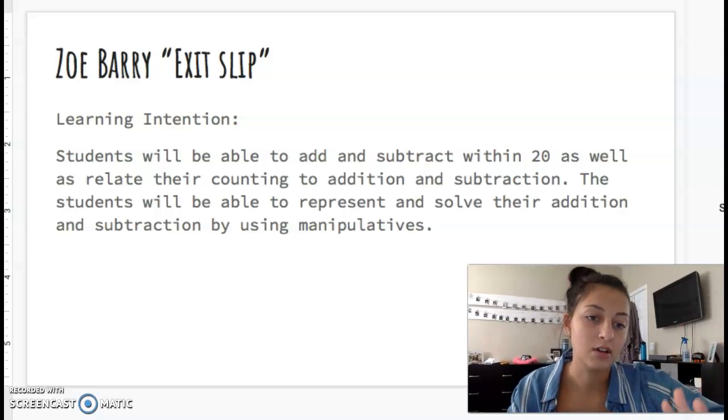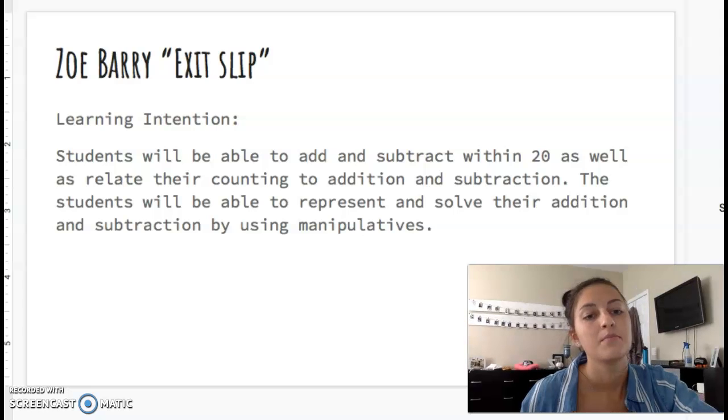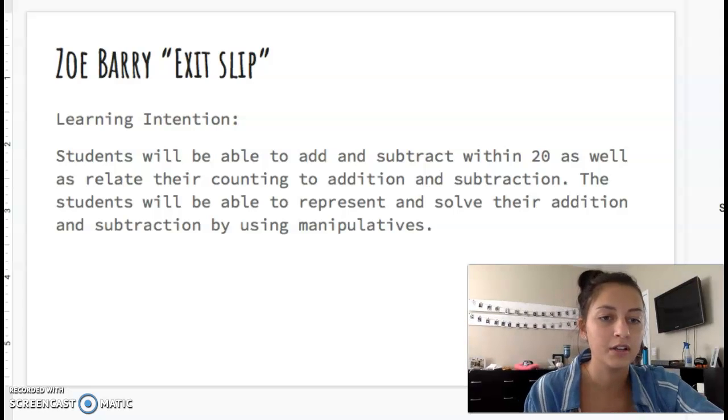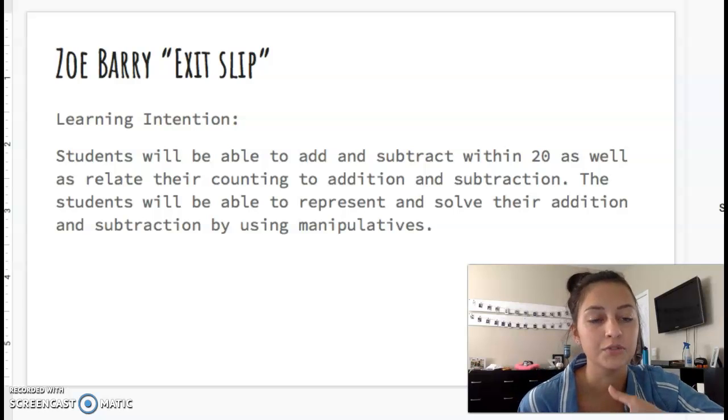That type of thing. So I think the exit slip is really beneficial inside the classroom because it allows the teacher to plan accordingly for the next lesson and really make sure that each and every student is getting the instruction that they need and really understanding the content individually.